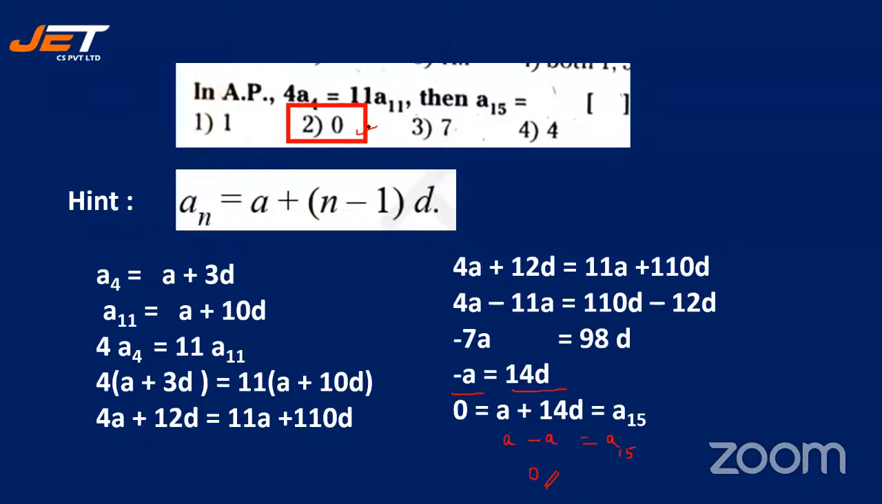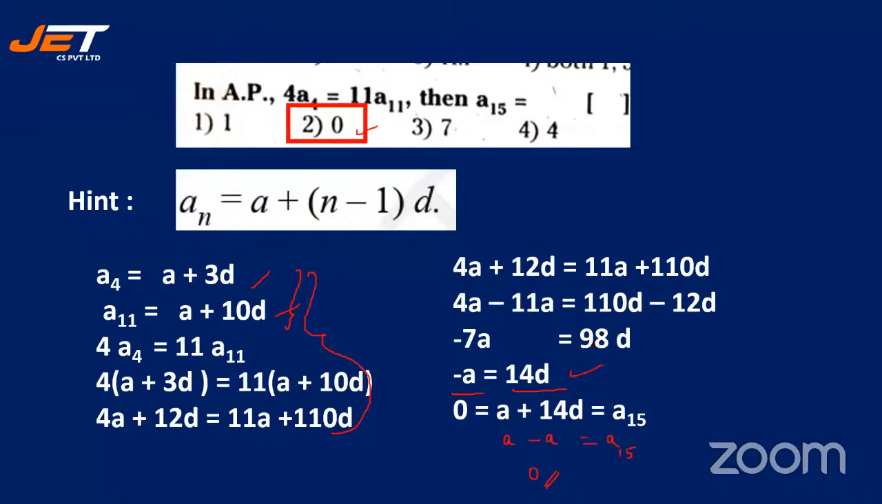If you are very much comfortable with simultaneous equation solving, then these things must be a real piece of cake for you. Very simple. What is A4? a plus (n minus 1) into d. n minus 1 means 4 minus 1 into 3. A11 is a plus 11 minus 1, that is 10d. Okay. Just solve this and you will arrive at this. That is minus a is equal to 14d.